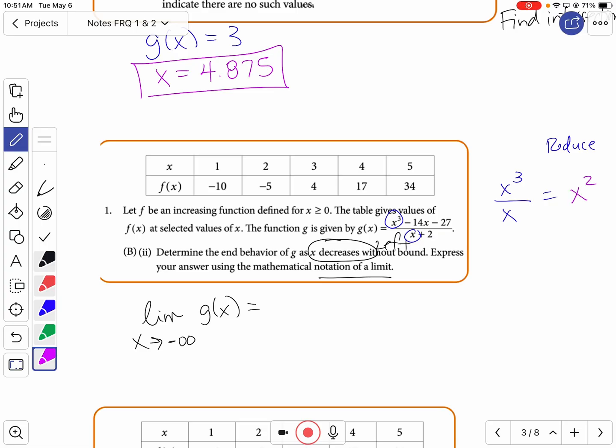X squared. What does an x squared function look like? Yeah, it's a U. It's a parabola.